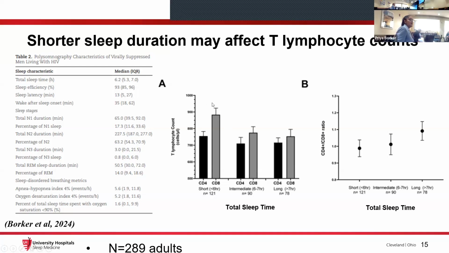But when you take a look at their CD8 T cell counts, they do look like they are highest in the people with short sleep and are lower in the people with more typical sleep duration and with long sleep duration. And this ratio is important because it manifests as the CD4 to CD8 ratio. It's thought that people who have a CD4 to CD8 ratio less than 1 are at higher risk of having non-AIDS comorbidities, such as increased risk of diabetes, heart attacks, kidney disease, etc.